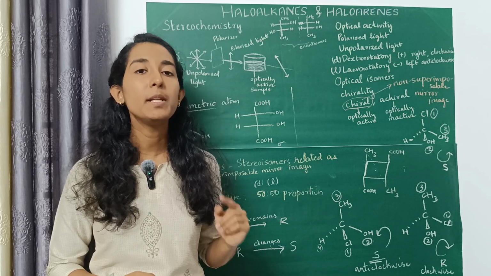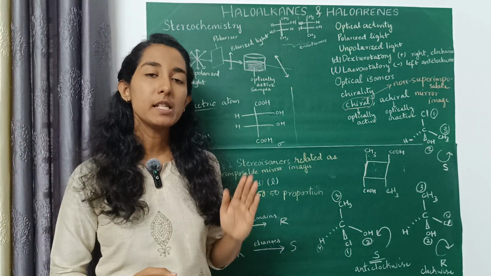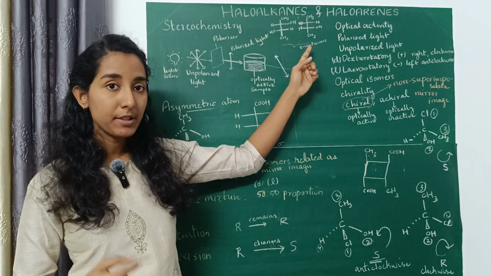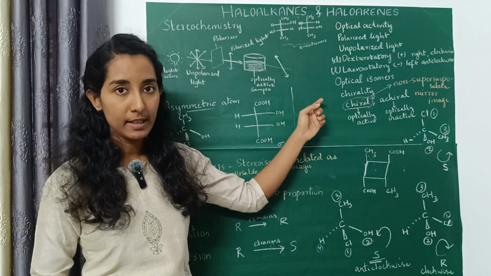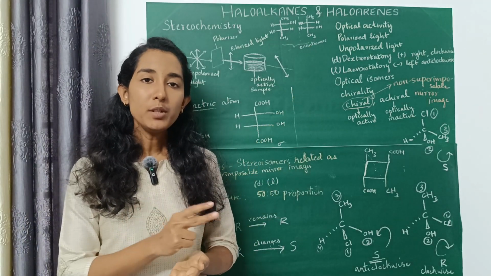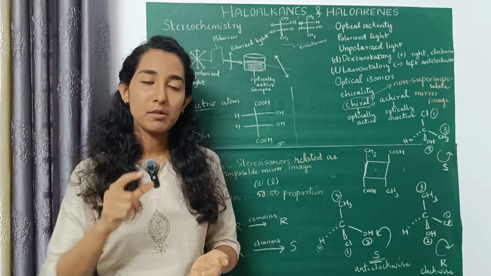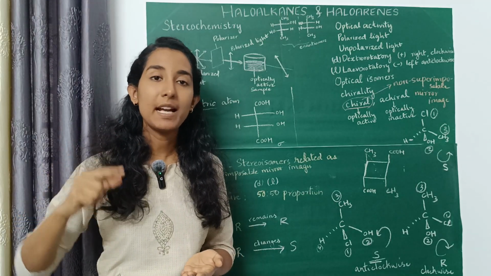Hello students, so today we will be learning stereochemistry, in which we will discuss the topic optical activity, polarization, chirality. We know light is an electromagnetic wave, so it will have oscillating electric and magnetic fields.